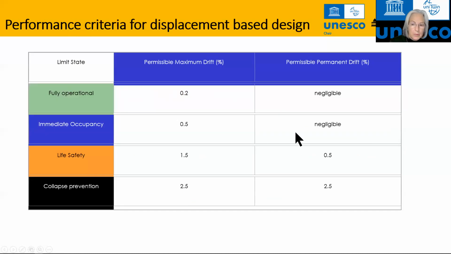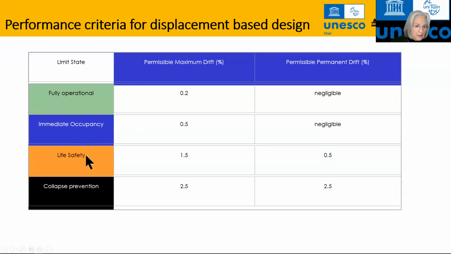Sorry, it keeps jumping. But what is interesting is that when we are looking at life safety and collapse prevention, we have some permanent drift, and the permanent drift acknowledges the fact that the structures will have been damaged and that we are now taking advantage of the ductility branch of our capacity curves.